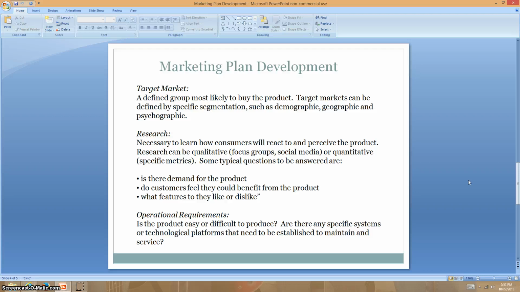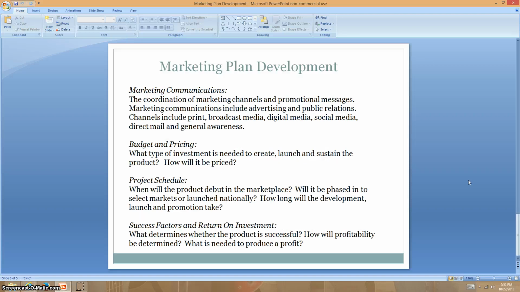Operational requirements. Is it easy or difficult to produce? Do you have the right people on staff to help you produce it? Are there any systems or technological platforms that need to be maintained? Marketing communications. Now this is really the meat of marketing. How are you going to get your product out there in the marketplace? What's the promotional message going to be?